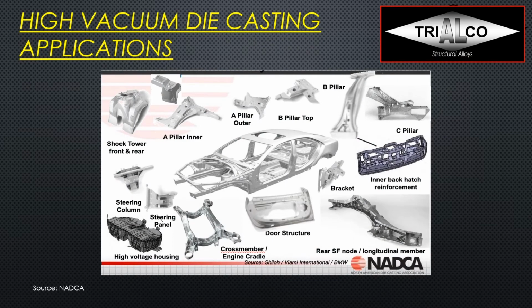Here is just an example from one of Martin's NADCA webinars. So you see the different parts that are typically high pressure die cast with high vacuum structural die casting for car body structures. So you see the shock towers on the top left, and at the bottom you see a high voltage housing. There are cross members, there are door structures, there are all kinds of nodes, and they can be very long and very big. And of course, this is not just in a car body. This can also be in a snowmobile and a motorbike and in all sorts of applications.